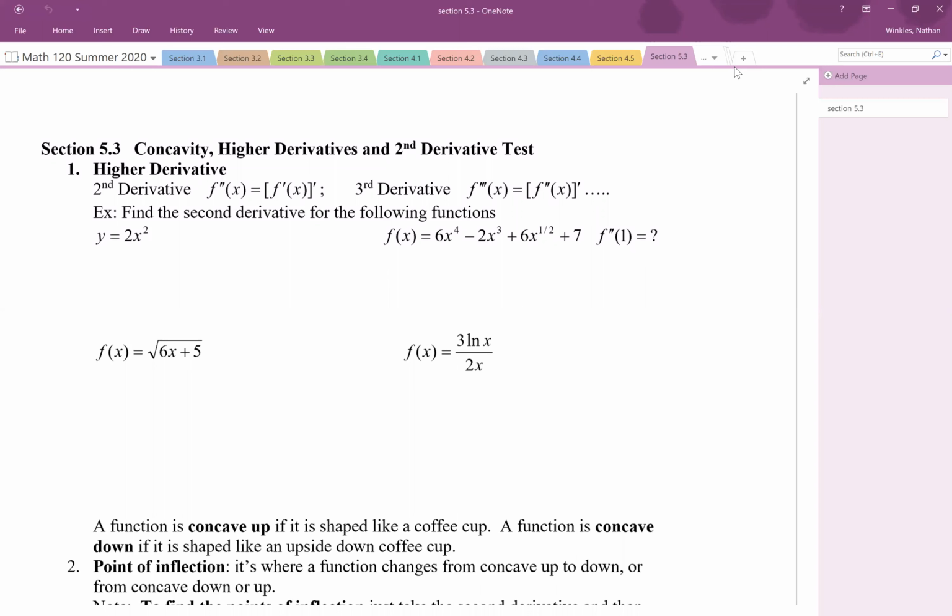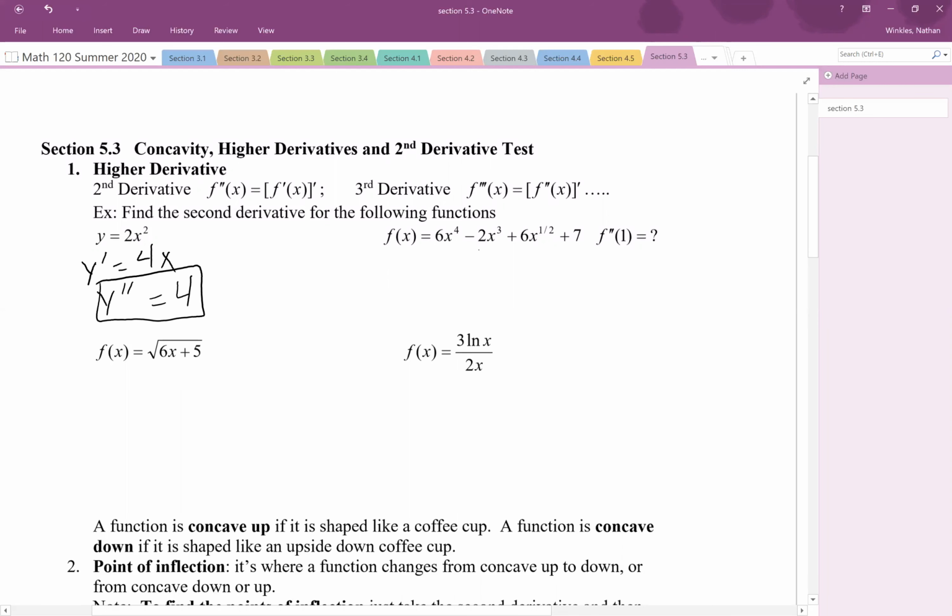So for example, it says find the second derivative of the following functions. So first thing we need is y prime is 4x. Well, since we need the second derivative, that's going to be y double prime, which just means we're going to take the derivative of our first derivative, which gives us 4. So in this nice easy case, the second derivative is just 4.